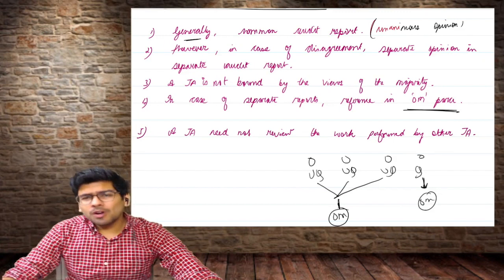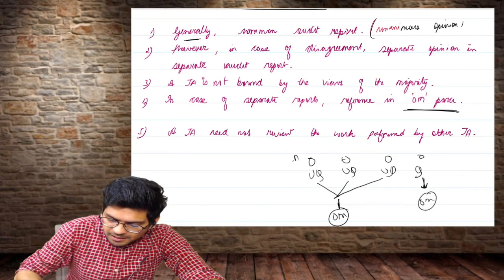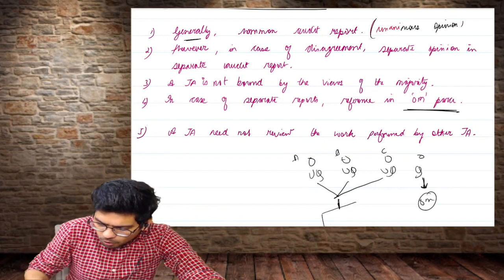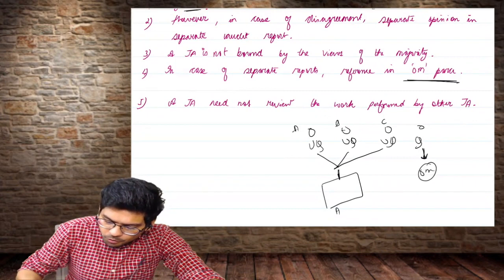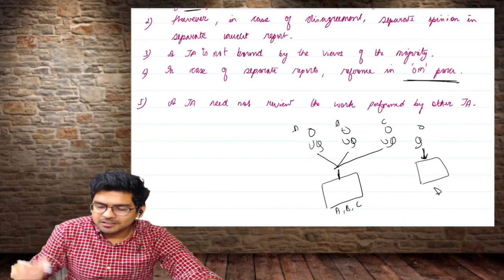And one more thing, now let's say there are three joint auditors, A, B and C. They have given a common audit report, and the joint audit report will be signed by all the three auditors. And in this other case, it will be signed by another auditor, let's say D.